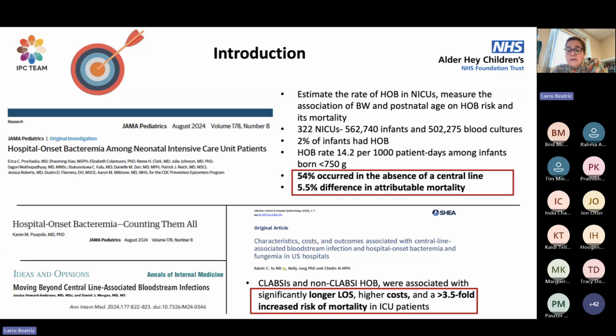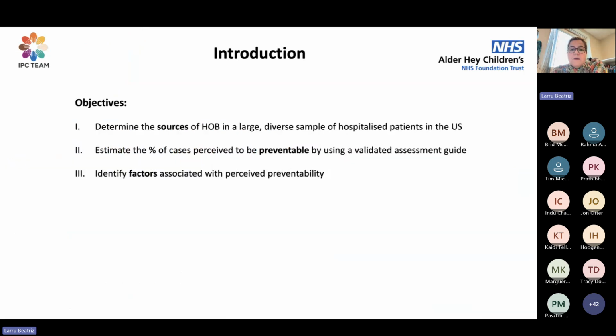And there was a different mortality. Those babies that have a hospital-onset bacteremia die 5.5 times more than the babies that did not have a hospital-onset bacteremia. There are several editorials about how it's important to start counting all the events, not just CLABSIs, and how CLABSIs and non-CLABSI hospital-onset bacteremia are all associated with increased length of stay, increased cost, and a 3.5 increase in risk of mortality. So, with that introduction of the value of using hospital-onset bacteremia, it is a more automatic, simpler, more easily calculated, quicker metric of safety.